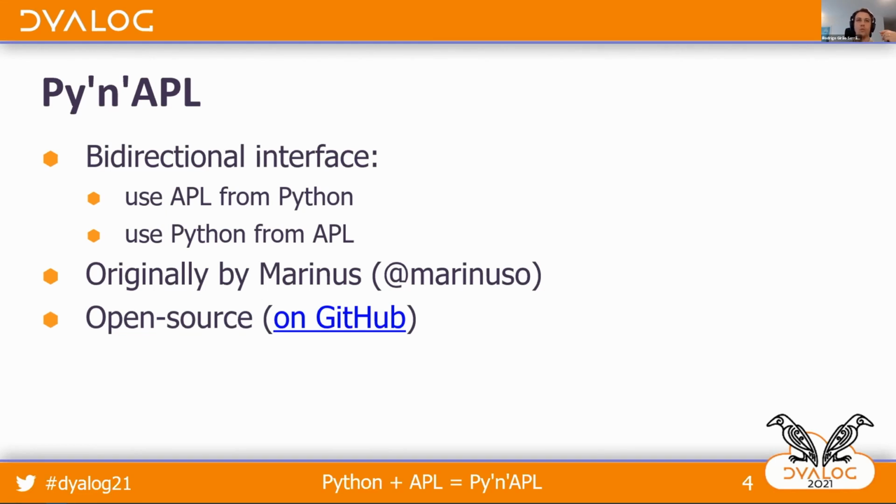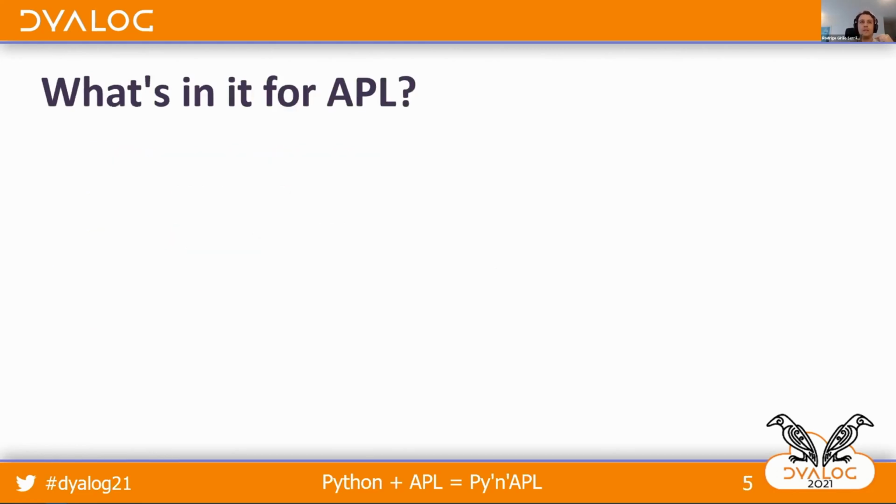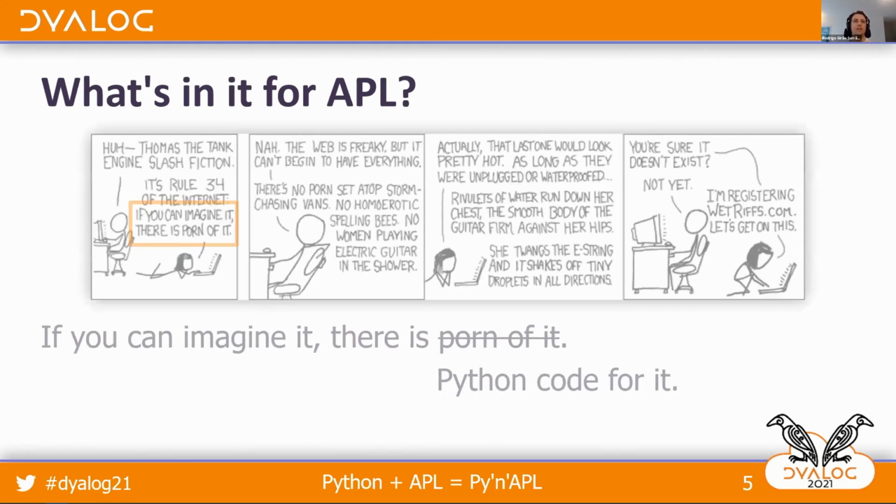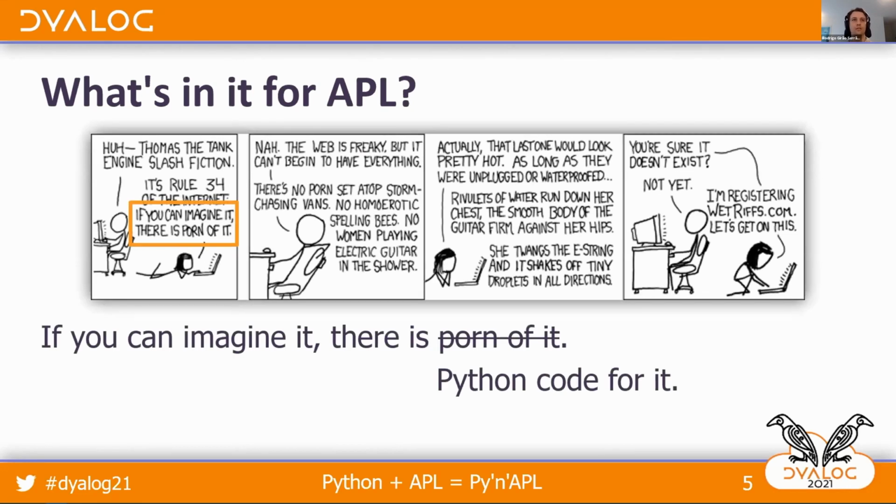So now, why would you care about Py'n'APL? Why is it relevant? What's in it for the APL folks? I don't know if you know the XKCD website, but there's a comic there that tells you about Rule 34 of the internet. Rule 34 of the internet says that if you can imagine it, there is porn of it. But in the present day, there should be a very similar rule that says that if you can imagine it, there is Python code for it.